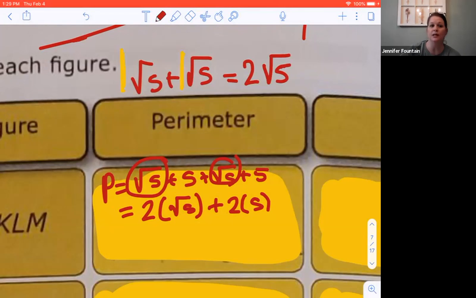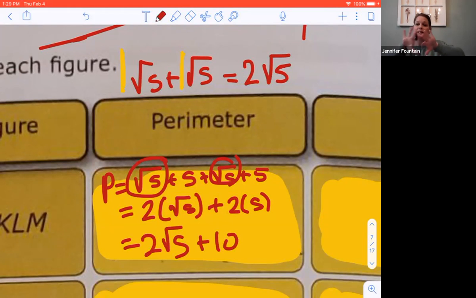Well, right here, when I multiply 2 times the square root of 5, I'm getting the same thing. So 2 times the square root of 5 plus, and 2 times 5 is 10. Again, I have to keep these apart by a plus sign because these are two unlike terms. I cannot put 10 with 2 times the square root of 5 because 10 does not have a square root of 5 with it. Okay. We'll go ahead and do the area for this problem, and then we'll take a break.